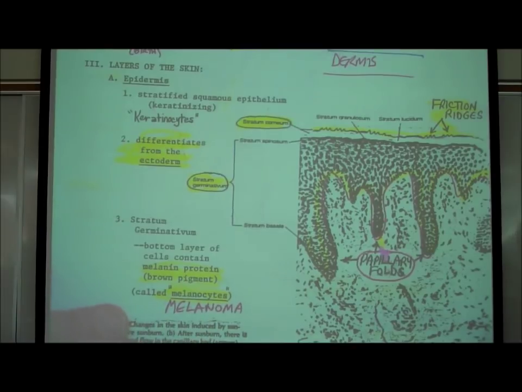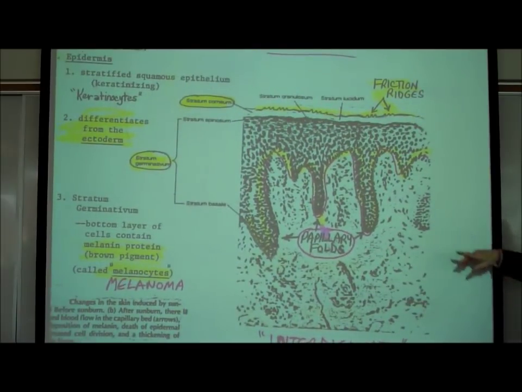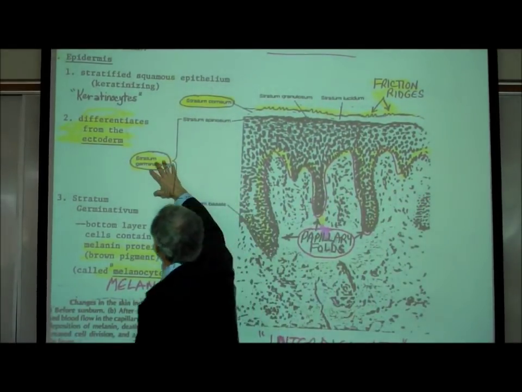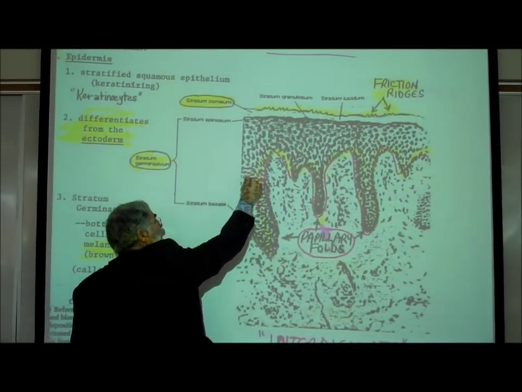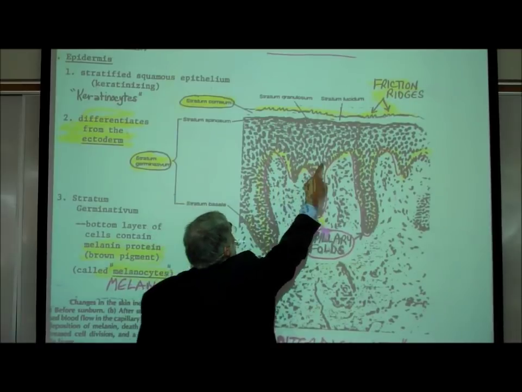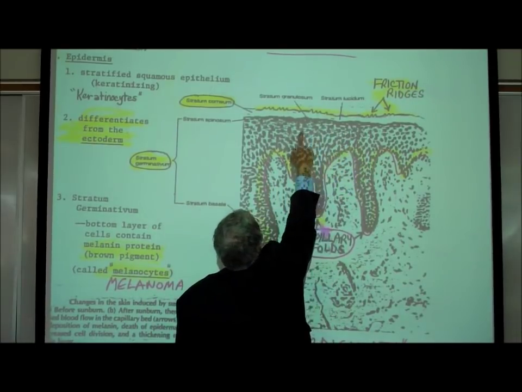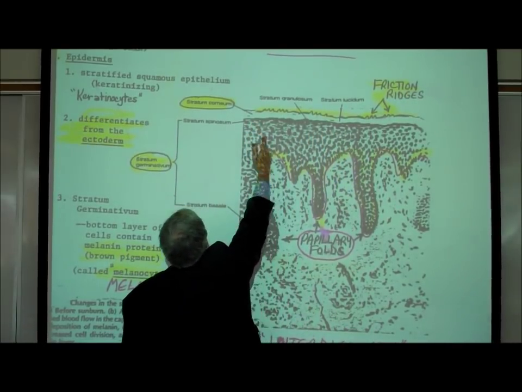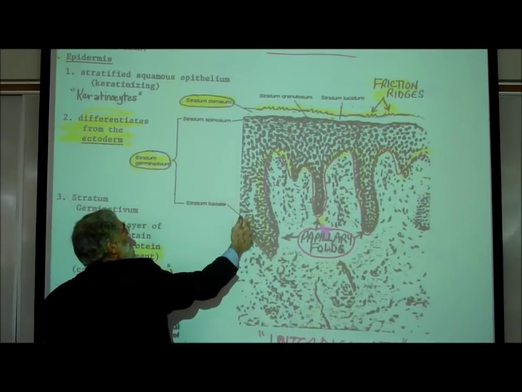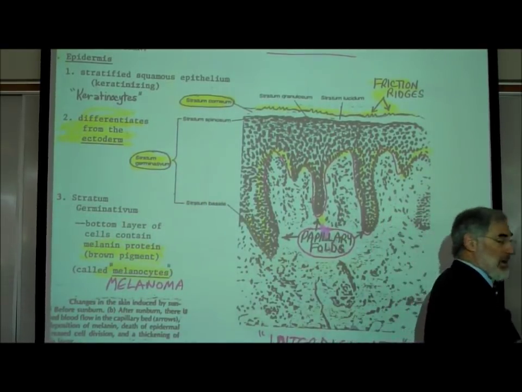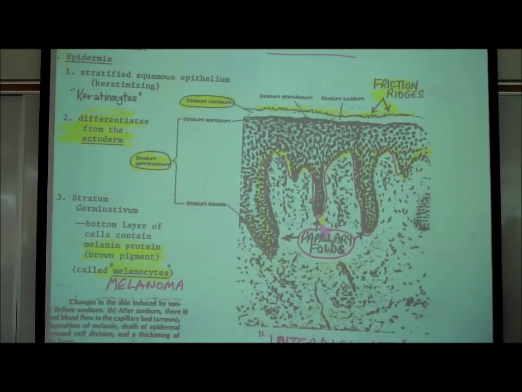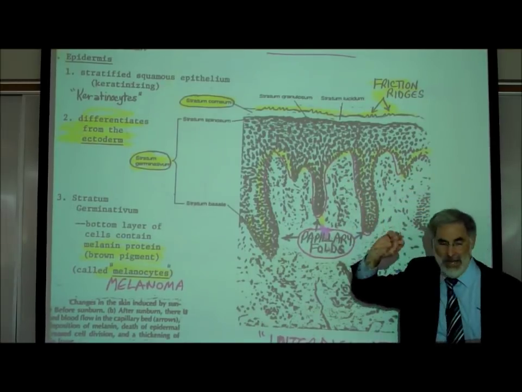Now, you'll notice that in this picture, they actually subdivide the epidermis into many different layers. You'll notice this is labeled stratum corneum, and stratum spinosum, and stratum basale, stratum germinativum. So in the textbook and in the lab manual, they subdivide even this stratified squamous epithelium of the epidermis into many sublayers.